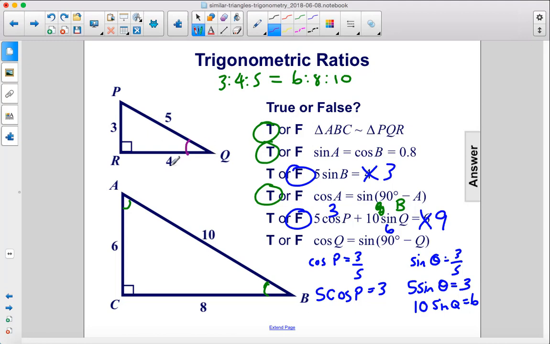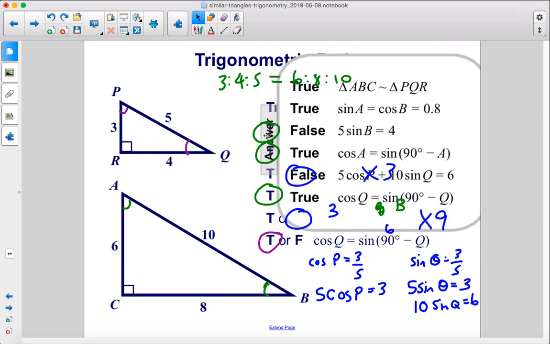And finally, we have cosine Q. Here, cosine would be 4 over 5 equals sine of 90 degrees minus Q. And that is true for the same reason that this one was true. This is the relationship. So 90 degrees minus Q will give you angle P, because they are complementary angles, and this is true. There we go.